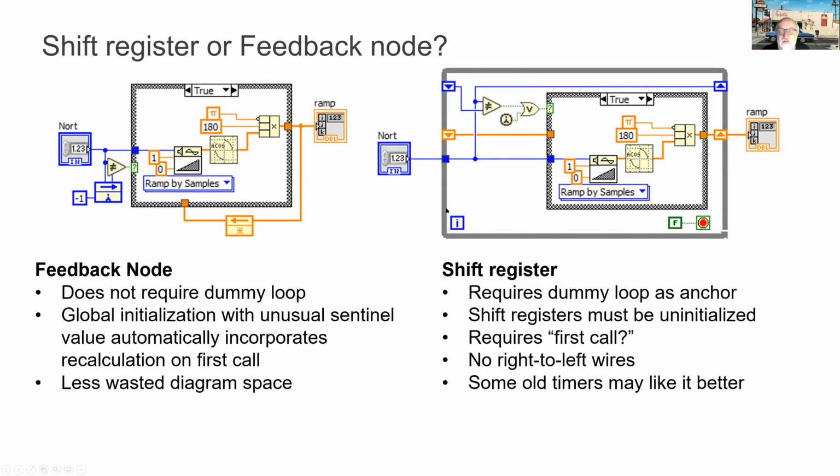Whereas in a shift register, you have to make sure that it's also recalculated on first call, because these need to be uninitialized and you don't know what the values are from the previous run. But under the hood, it's the same, the performance is the same. So I tend to use the global initialized feedback node because it has the initialization built in.